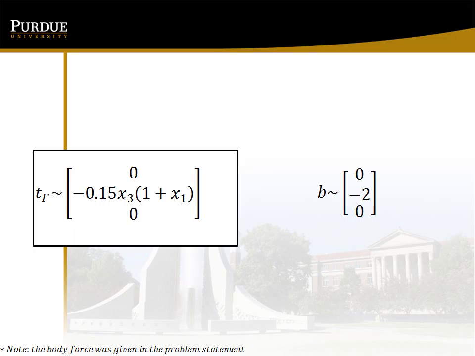Now that we know the equation for the traction force on the top, we can actually solve for the overall traction force acting on the system. From the initial conditions and from the problem statement, we know that there is no force acting in the E1 or E3 direction. And the force acting on the top of the beam is acting in the negative E2 direction.